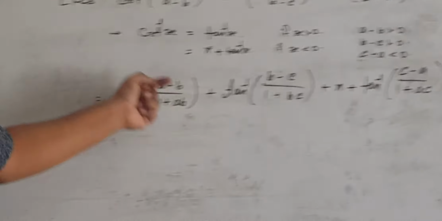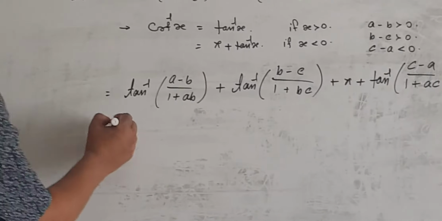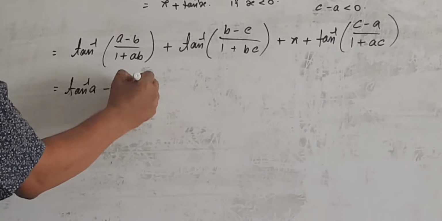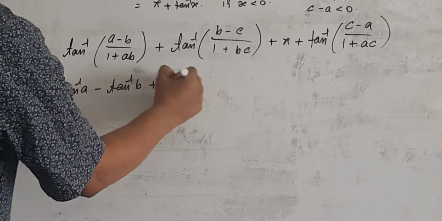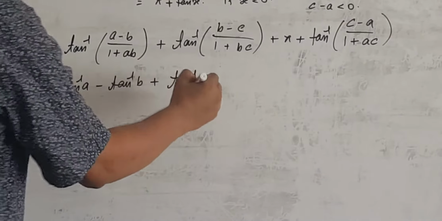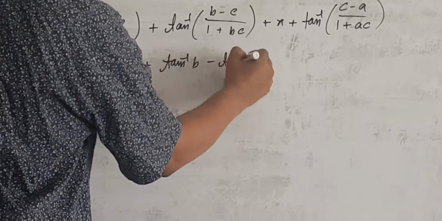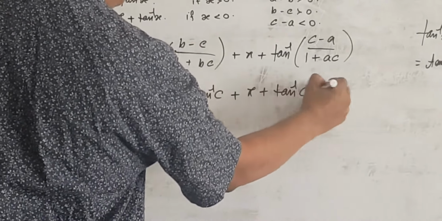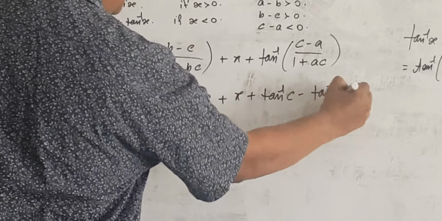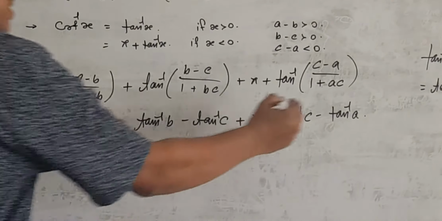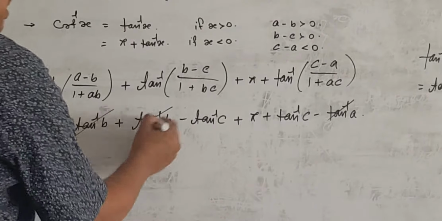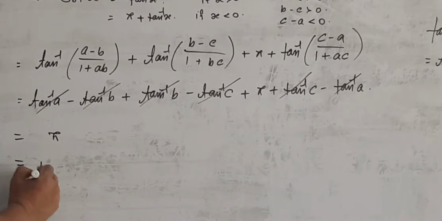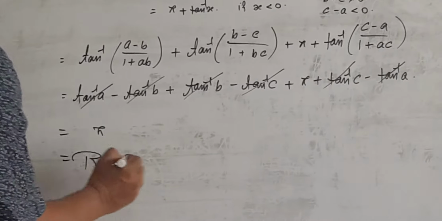So here tan inverse (a minus b) upon (1 plus ab) becomes what? Tan inverse a minus tan inverse b. Like this, tan inverse b minus tan inverse c, plus pi plus tan inverse c minus tan inverse a. You can see this tan inverse a cancels, tan inverse b cancels, tan inverse c cancels. So the remaining thing is only pi, that is equal to RHS.